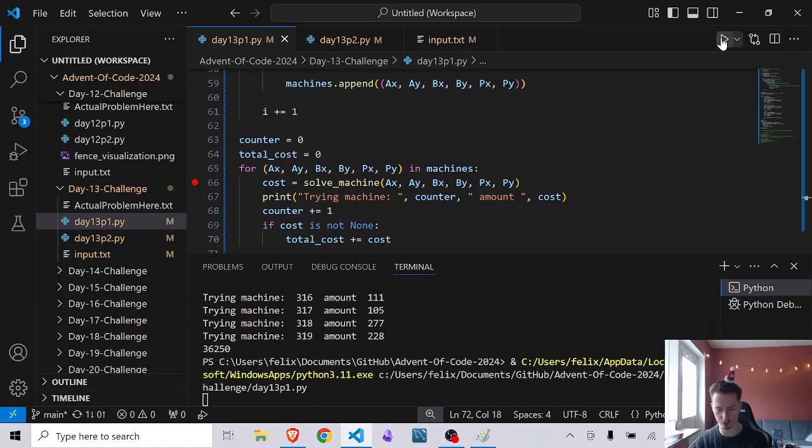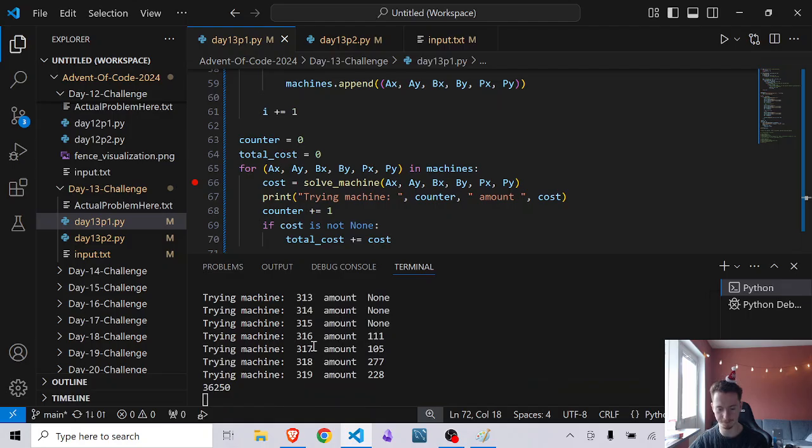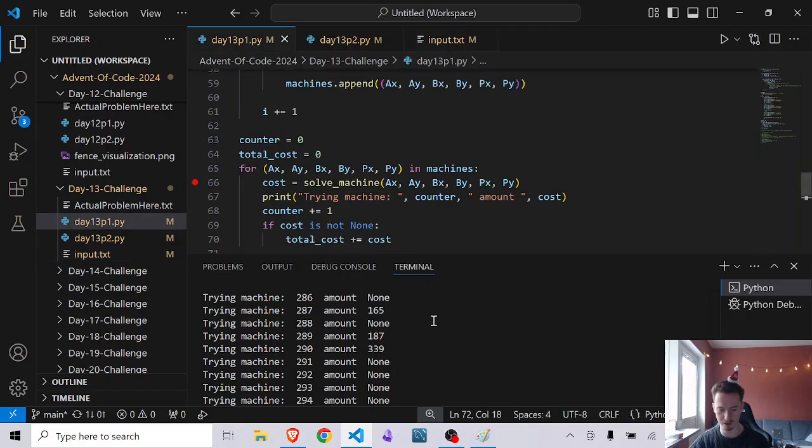So it took a second to start up, but now that it started up, we can see that it runs super fast. And it takes a second just because I'm printing so many things. So we can see that the numbers aren't that big, how many tickets we have to spend, because the numbers in the input aren't that big either. They're maybe up to 10,000, so it's not too bad.